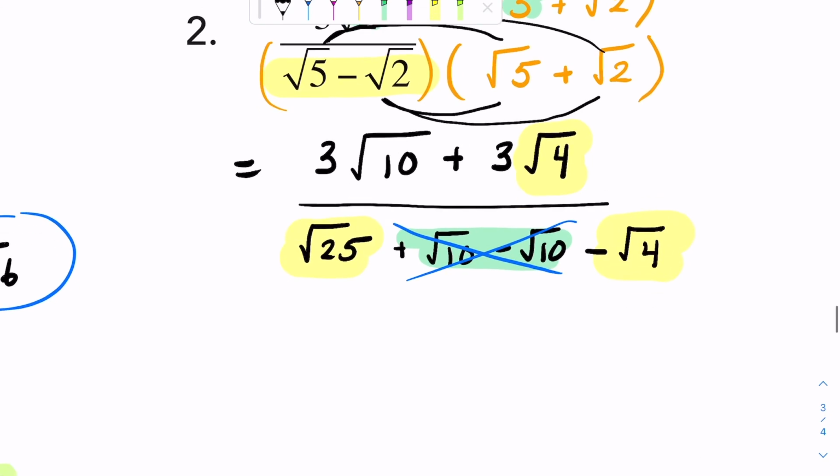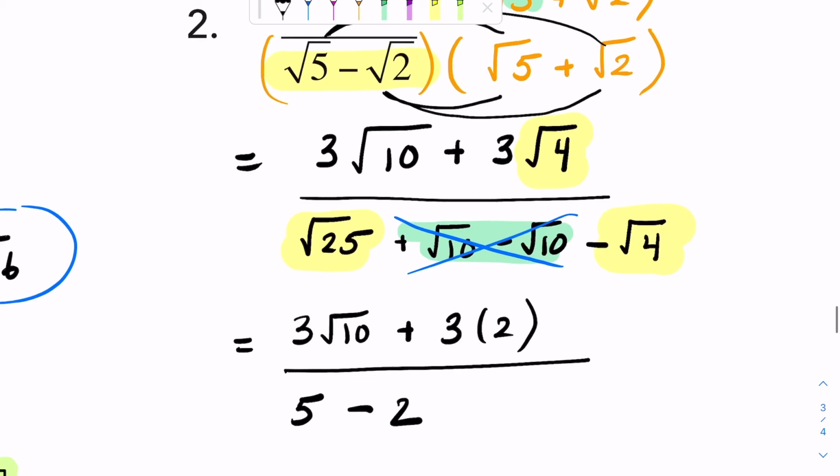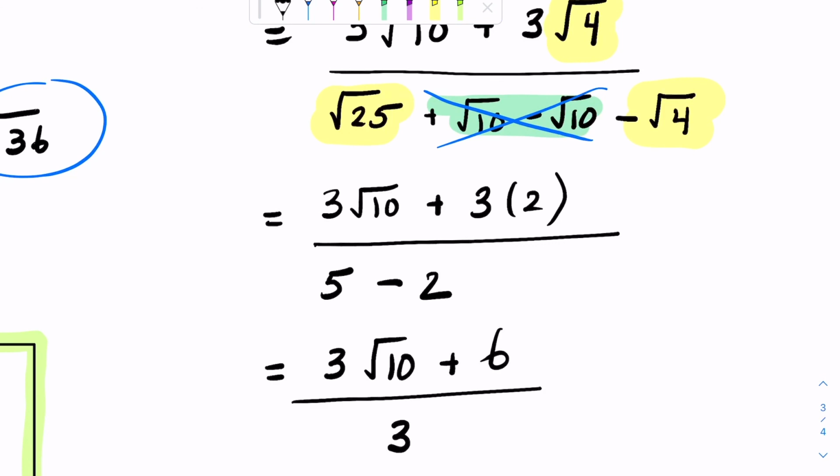This becomes 3 times the square root of 10 plus 3 times the square root of 4, or 3 times 2. That's going to be 6, divided by the square root of 25, which is 5, minus the square root of 4, which is 2. This gives us 3 square root of 10 plus 6 divided by 3.